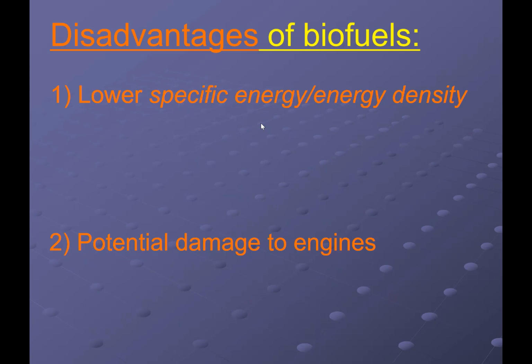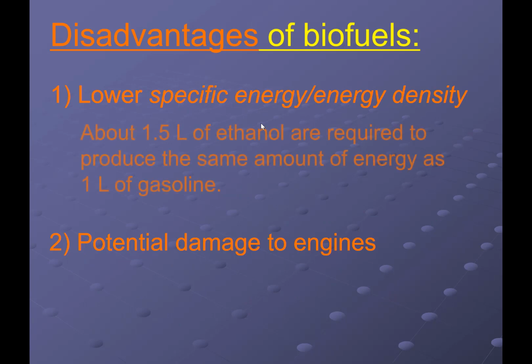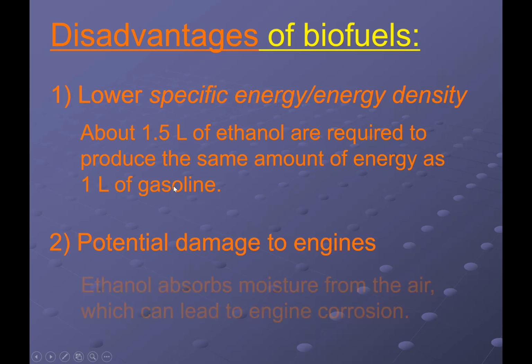Some disadvantages of using ethanol or other biofuels: it has a lower specific energy or energy density. Specific energy, we'll actually calculate, is the energy per mass. Energy density is energy per liter. Turns out we require burning more fuel to generate the same amount of energy that burning gasoline does. Ethanol, because it has that hydroxyl group, tends to have hydrogen bonding, absorbing moisture from the air, which can lead to corrosion.